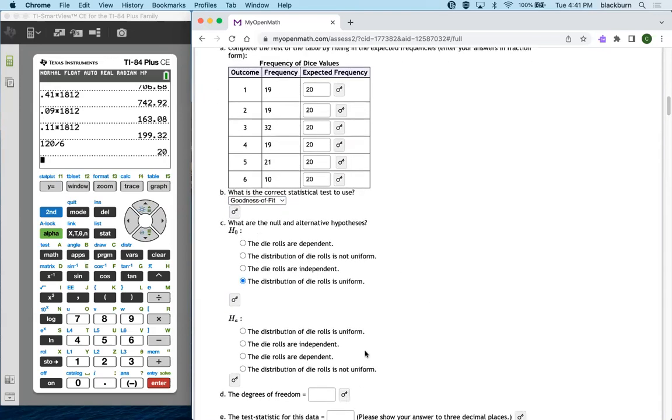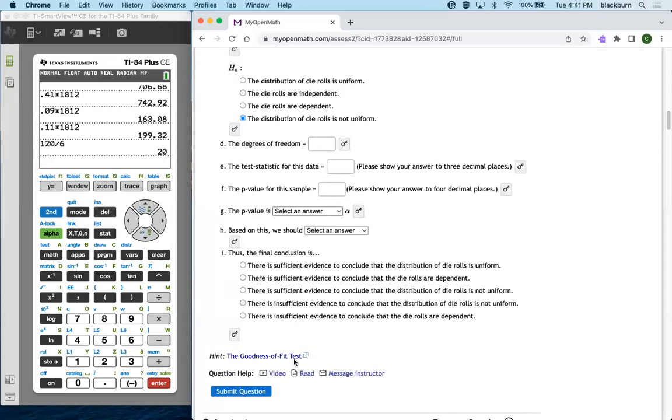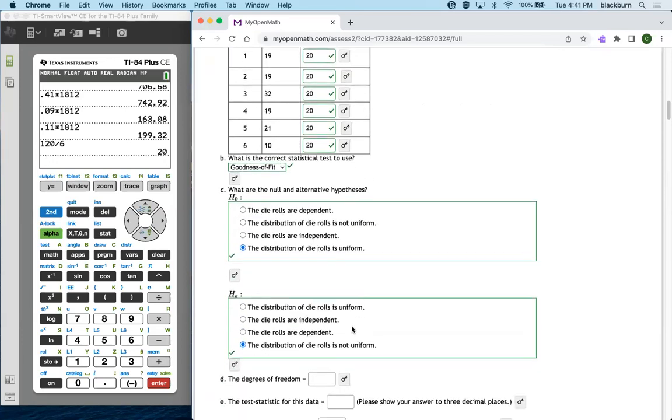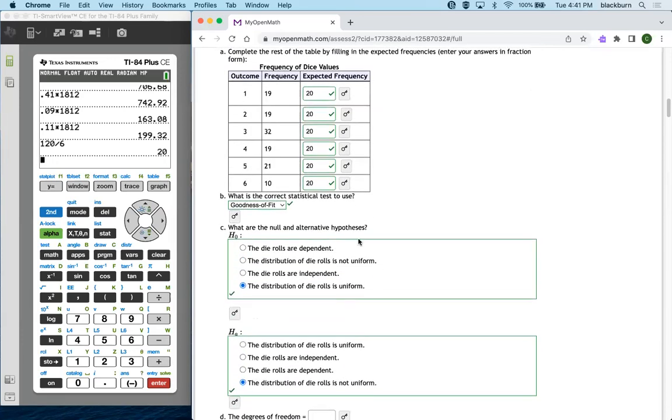And then not uniform is going to be the alternative hypothesis. An alternative is always the opposite of the null. So let's make sure we got all those right so far. Okay, we're looking good. Now comes the tricky part.